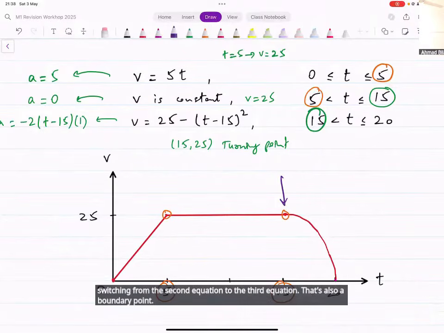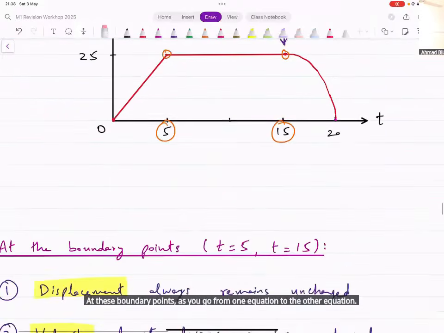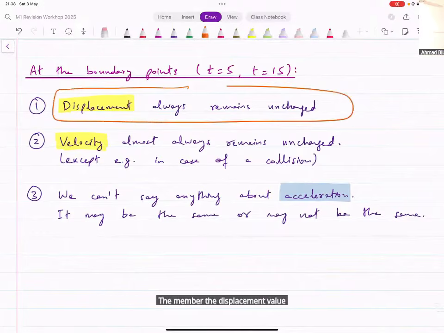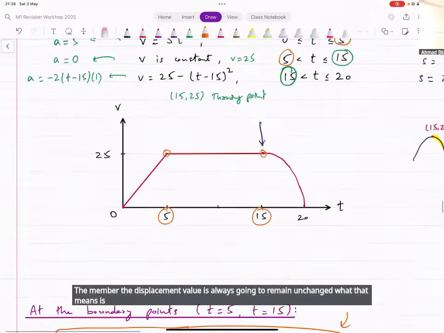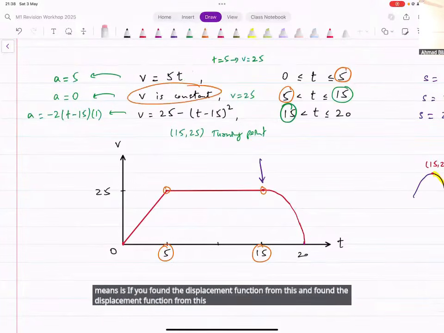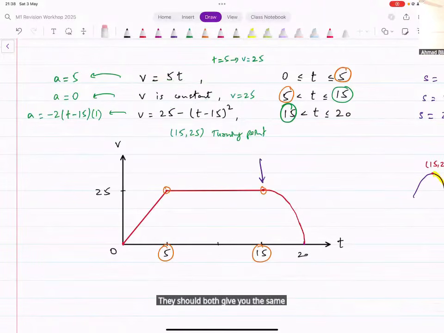At these boundary points, as you go from one equation to the other equation, remember, the displacement value is always going to remain unchanged. What that means is, if you found the displacement function from this and found the displacement function from this, when you input time equal to 5 in any of them, they should both give you the same displacement value.